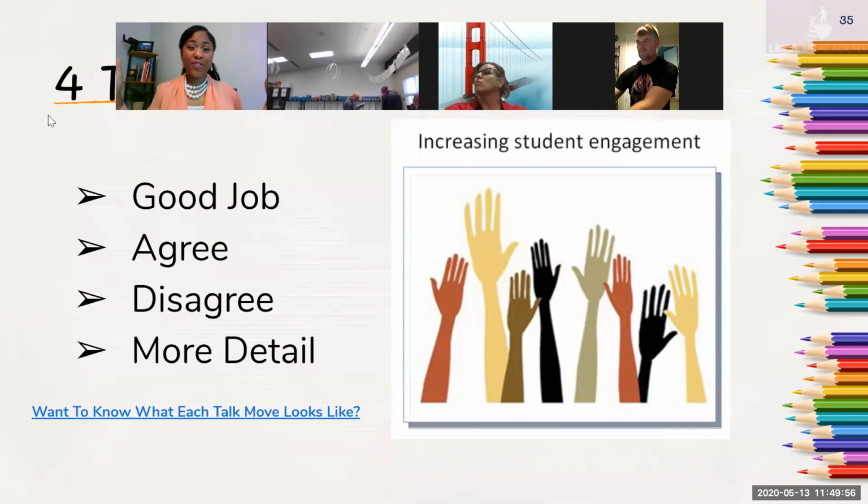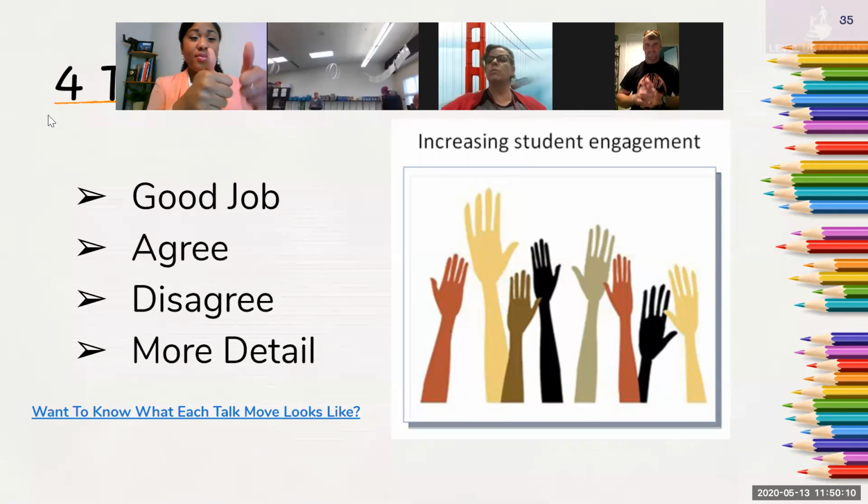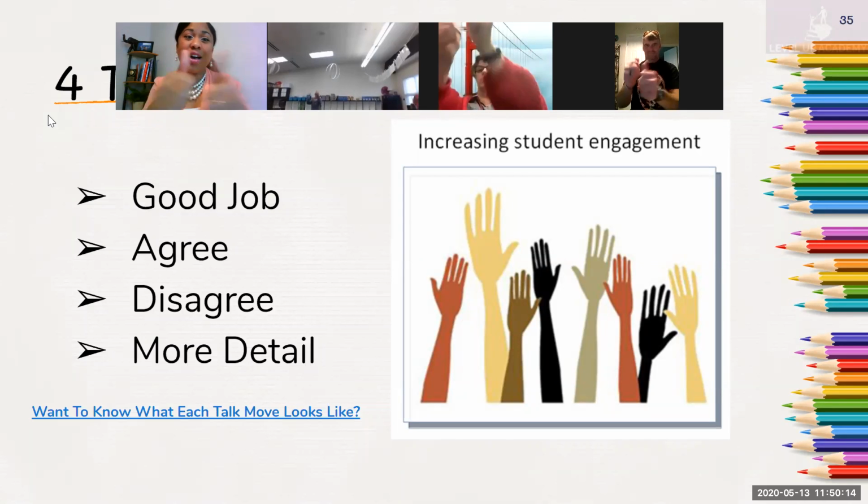The first one, and I would like for everybody to do this with me, please. The first one is good job. So in my class and in the school, everybody stands when they speak. If you say something and we're like, wow, that's awesome, we do this. So you put your thumbs and you just shoot them back and forth. This means good job, good job.